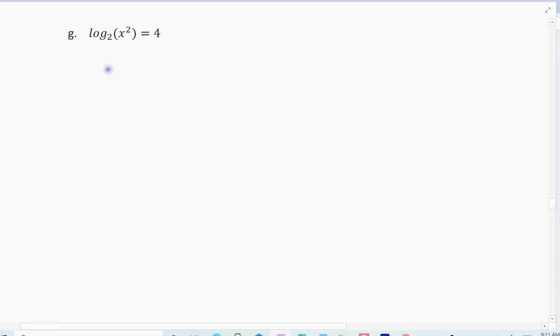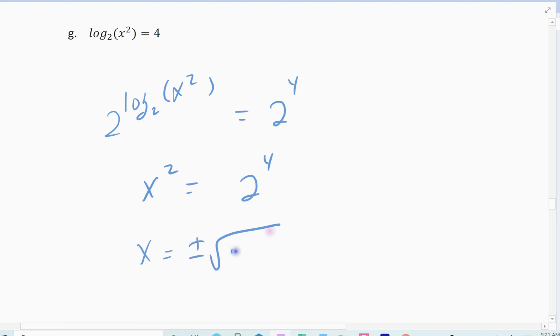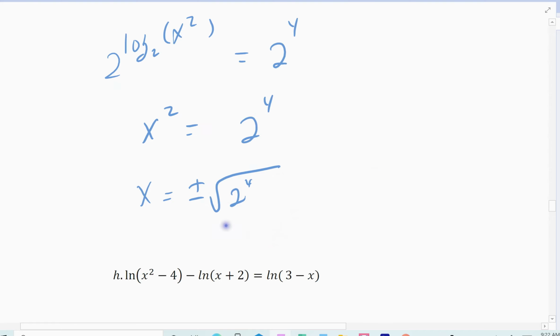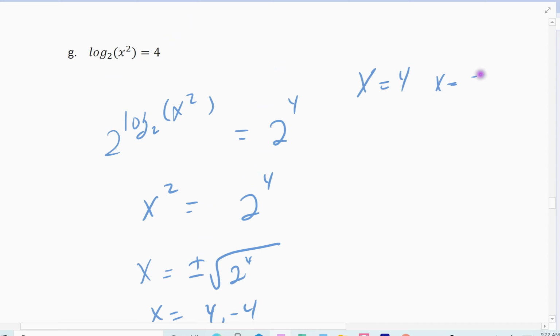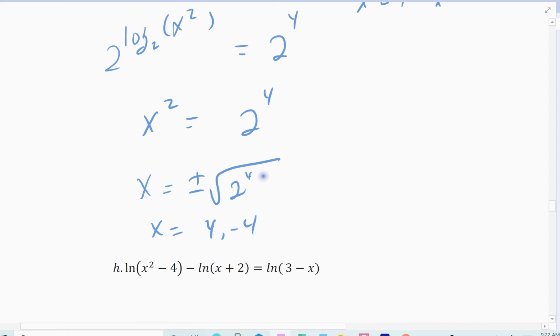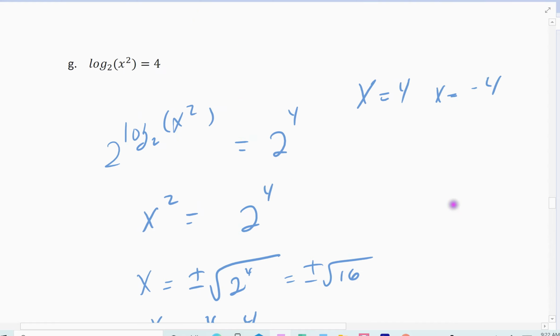Alright, so base 2, so I'm going to raise it to the 2, so 2 to the log base 2 of x squared equals 2 raised to the 4. So x squared equals 2 to the 4th, and it's up to you, you can simplify 2 to the 4th. I'm going to leave it because I know I'm going to take the square root, so plus or minus the square root of 2 to the 4th, which is going to leave me with 4 and negative 4. So I get two answers, x equals 4, x equals negative 4. And if you take the square root of 2 to the 4th, which is the square root of 16, I get two answers, 4 and negative 4.